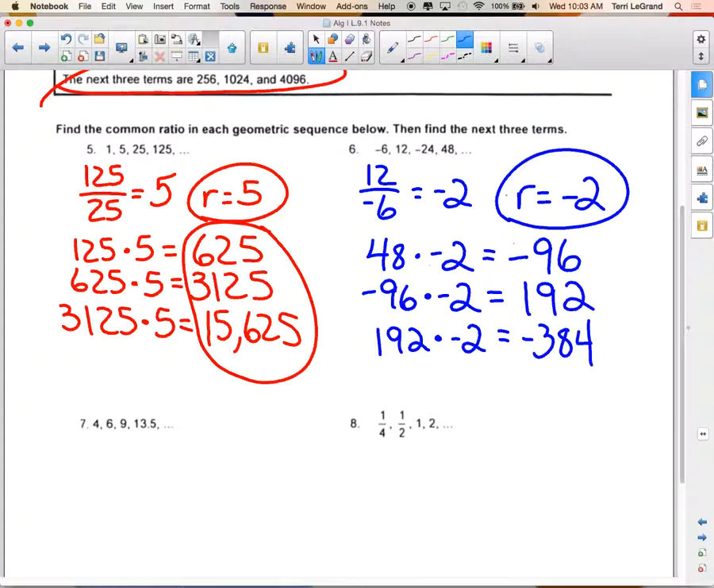Okay, do our answers make sense? We ended with a positive, so our next one should be negative. Our next one should be positive. Our next one should be negative. I like our answers then.